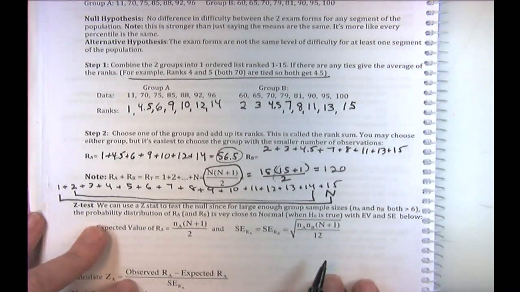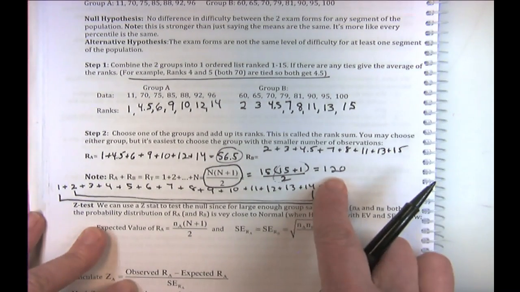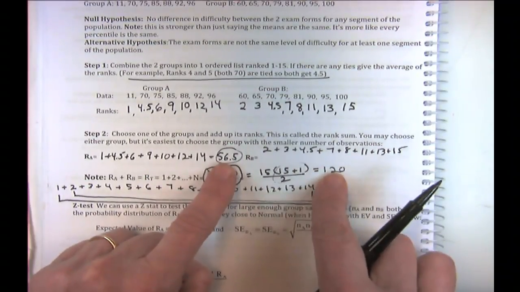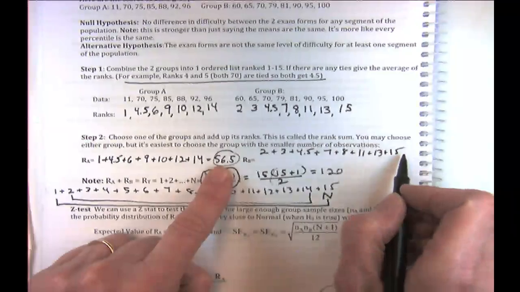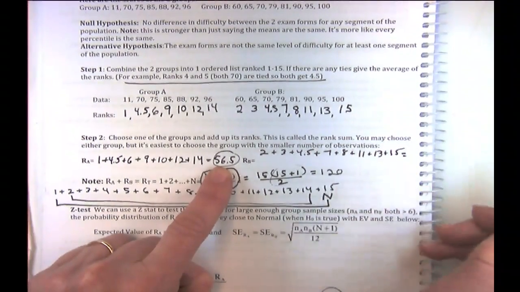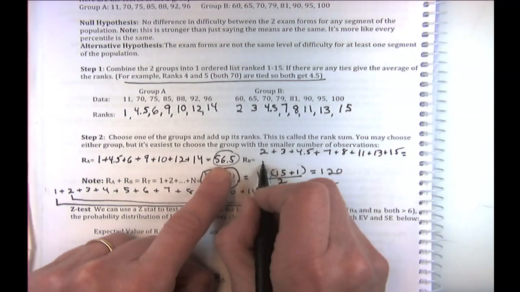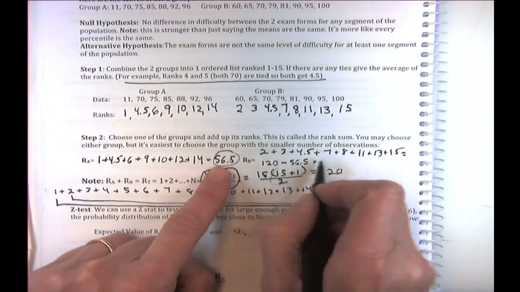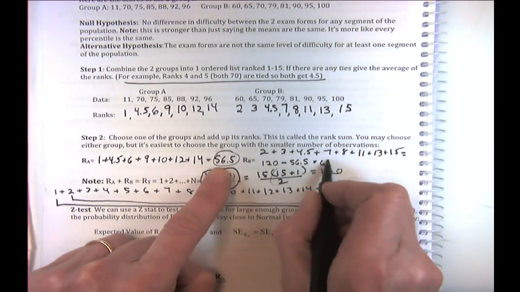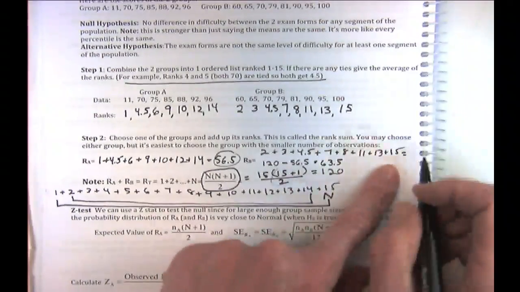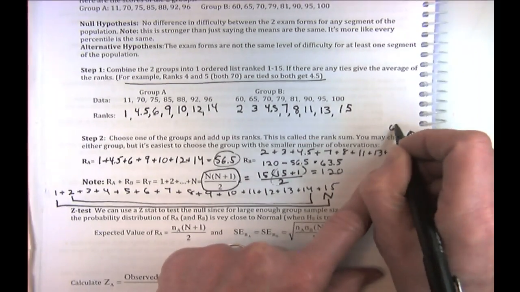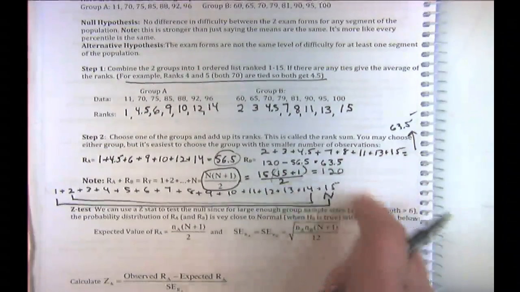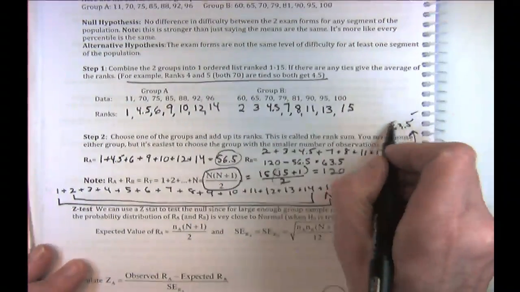And now, I said, okay, so I know it all adds up to 120. So this plus this has to be 120. So I could have added all this up directly, or another way to do it is just to say 120 minus 56.5, and you'll get 63.5. But I would check just to make sure that this is 63.5. Okay, so that's the rank sum for both of them.